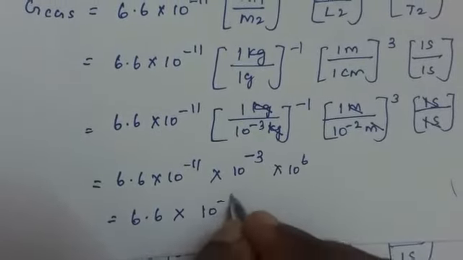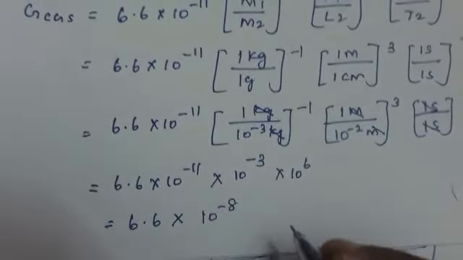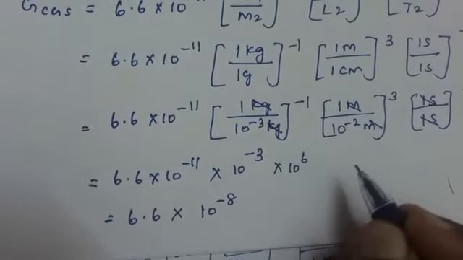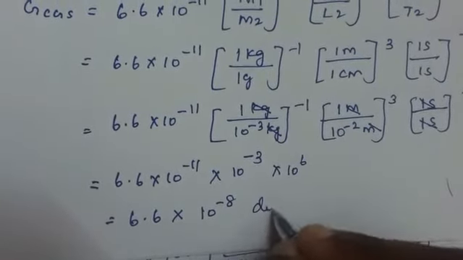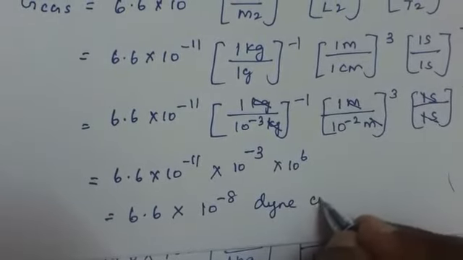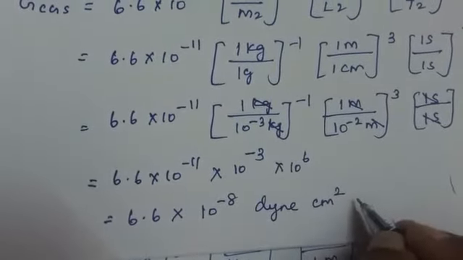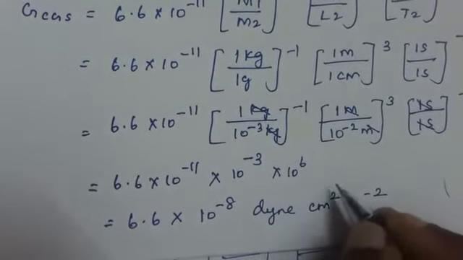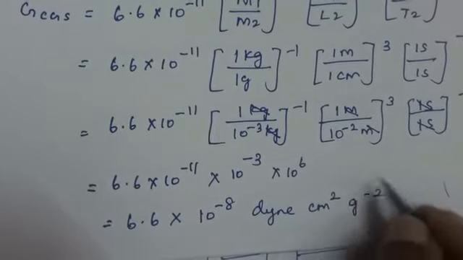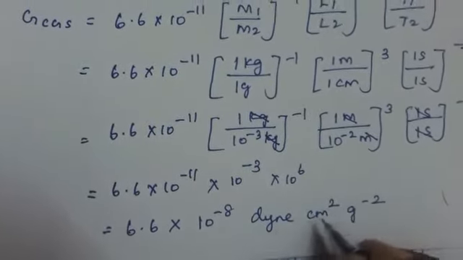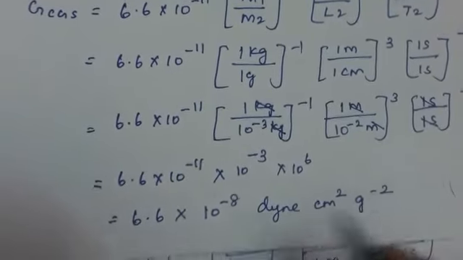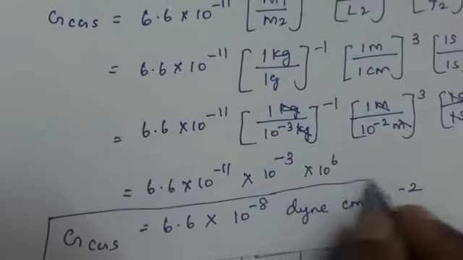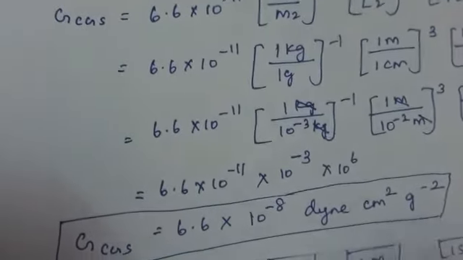What is the unit here? It is Newton meter square kilogram raised to minus 2. For Newton it is dyne in CGS. For meter it is centimeter. For kilogram it is gram. So dyne centimeter square gram raised to minus 2. This is your value of G in CGS system. This is the value you are getting in CGS system.